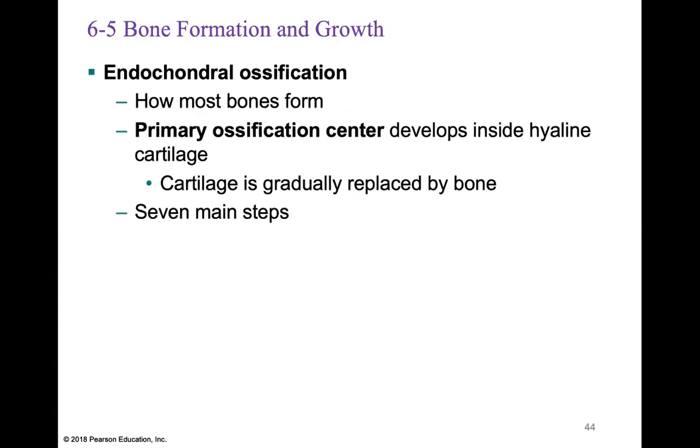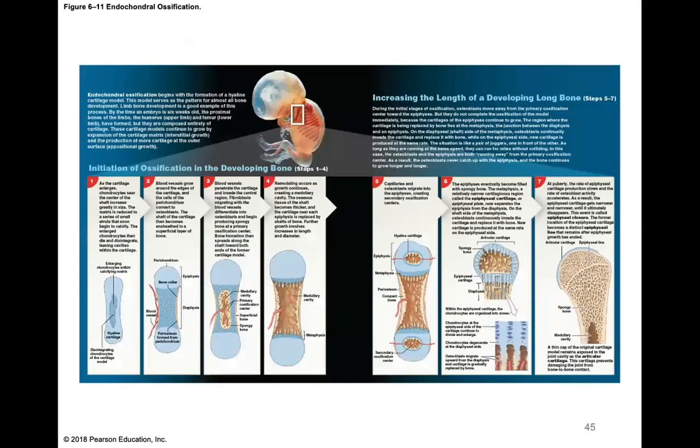So looking at endochondral ossification, this is how most bones actually form. You're going to develop a primary ossification center, which will develop inside a hyaline cartilage. This cartilage model will be broken down and replaced by bone. And there are 7 main steps involved in this process. And they're sort of listed here.